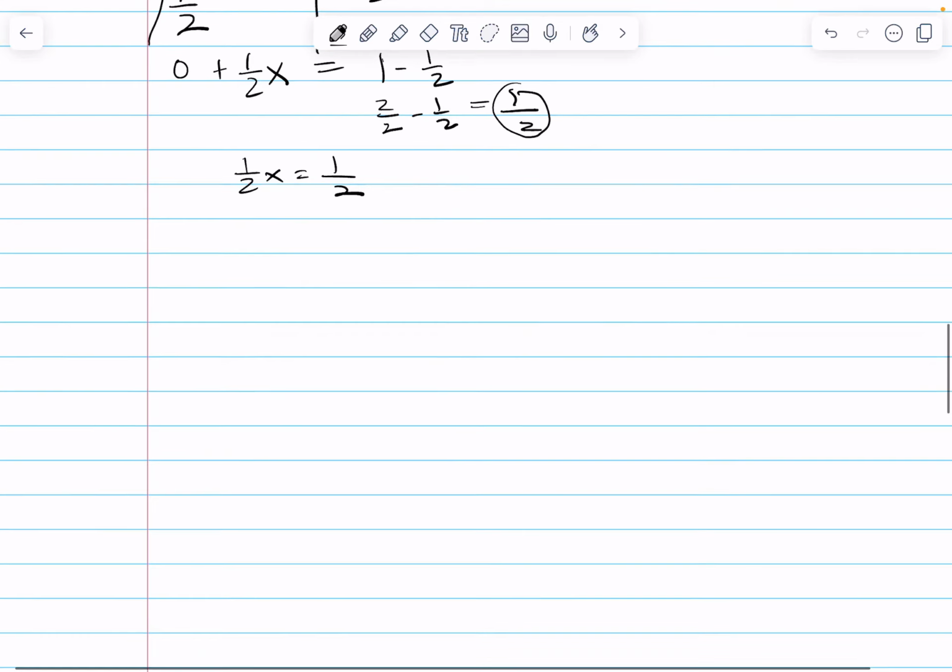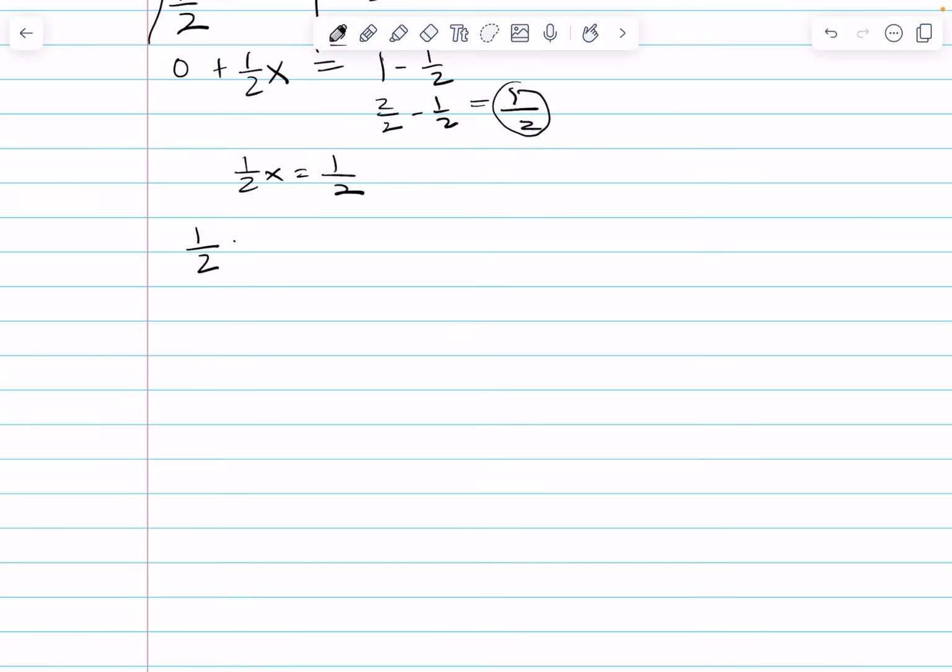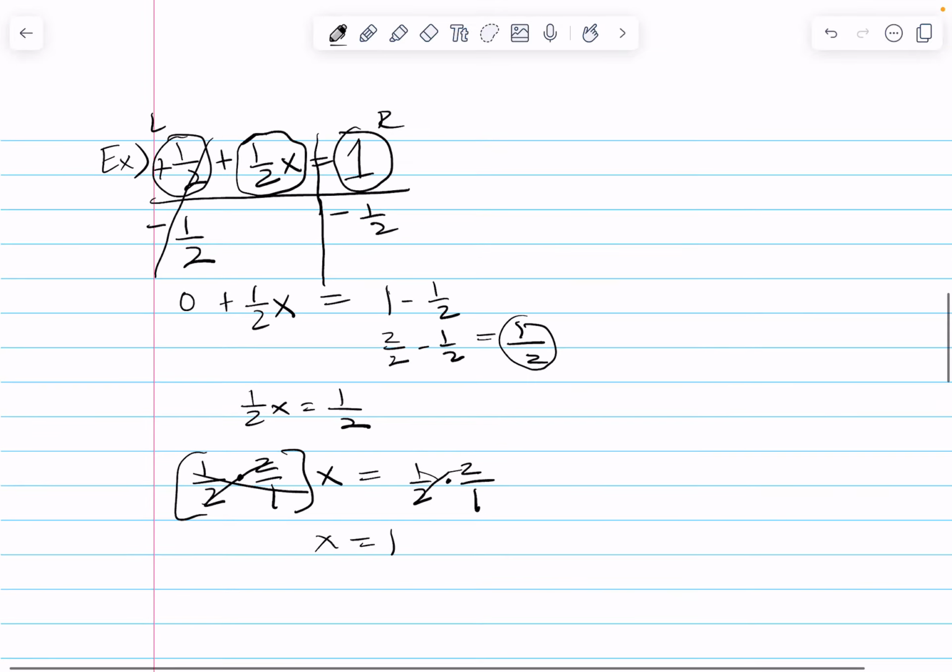So here, we're going to do 1 over 2 times 2 over 1 x right here. And then what you do to one side, you have to do the other. 1/2 times 2 over 1. So we can see they cross out. x equals, cross out, x is just 1.